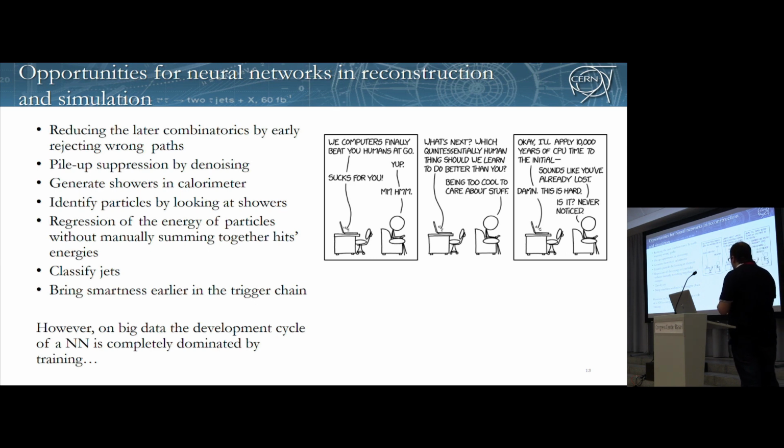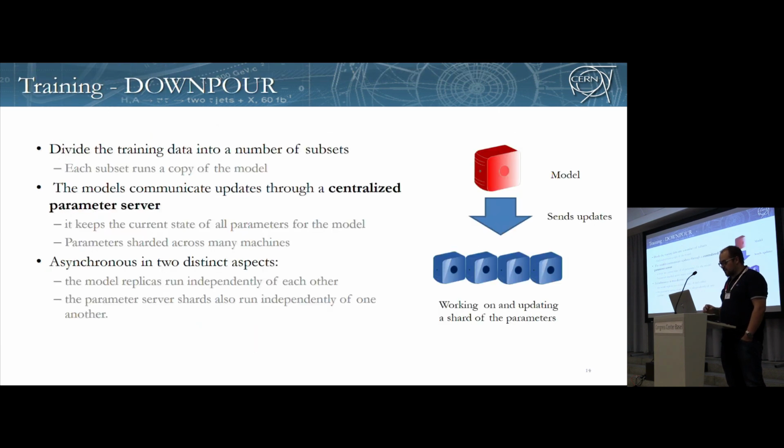So the problem is that on big data, in the kind of data that we have, today we collect something like 100 petabytes per year, but we will get to the exabyte per year pretty soon. The development cycle is completely dominated by training. This is why we started to develop a framework for distributed training, and what we support for training and optimization as well.